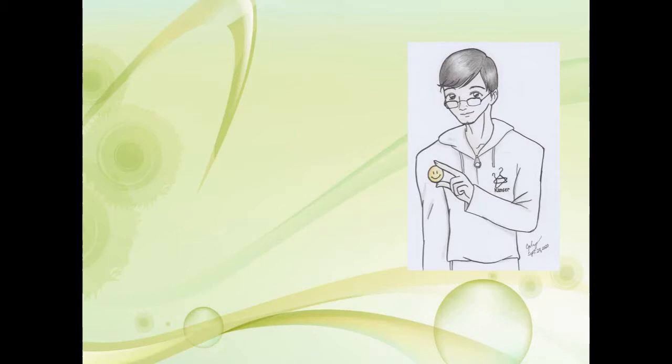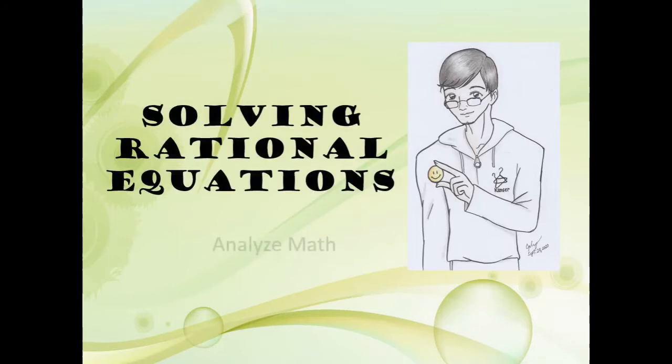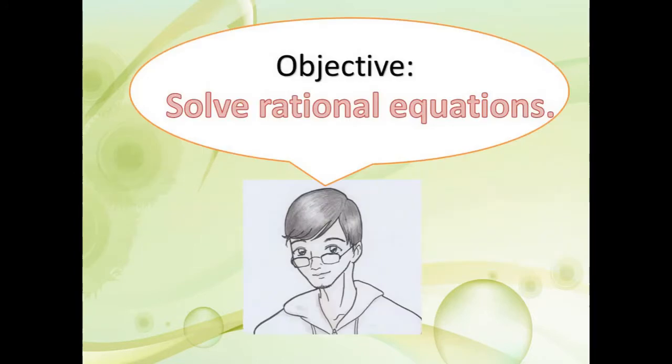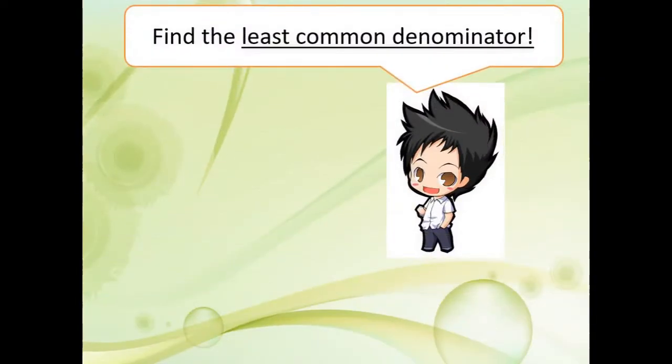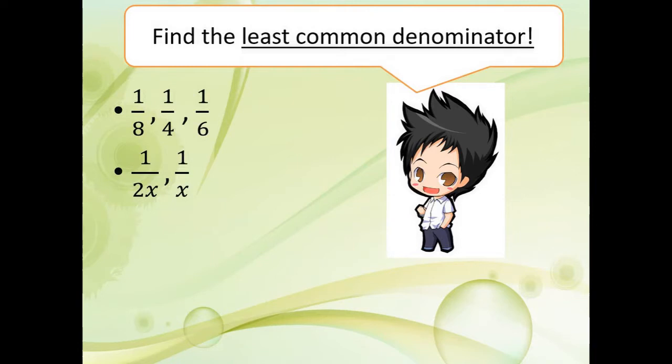I hope you're fine. We are now going to discuss solving rational equations. Our objective for today is to solve rational equations. But first, let us find the least common denominator. 1/8, 1/4, and 1/6. 1 over 2x and 1 over x. 1 over x and 1 over x plus 10.